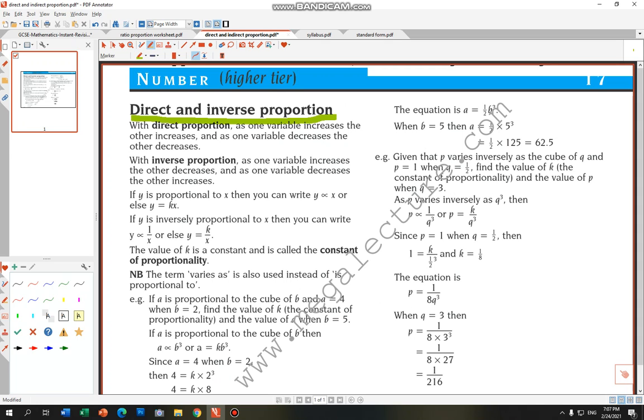And the sign, its equation is A. Suppose A is directly proportional to B. If A increases, B will also increase. If A quantity decreases, B quantity will also decrease. This means that we are in the direct proportion.